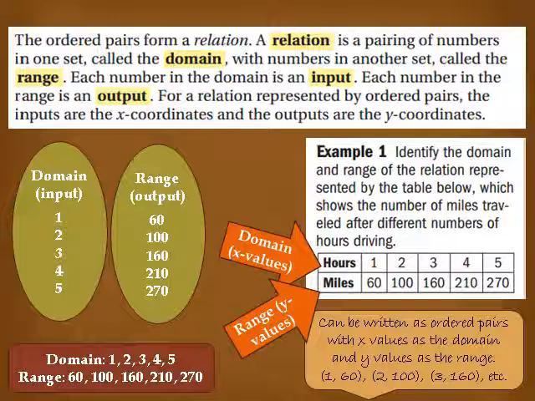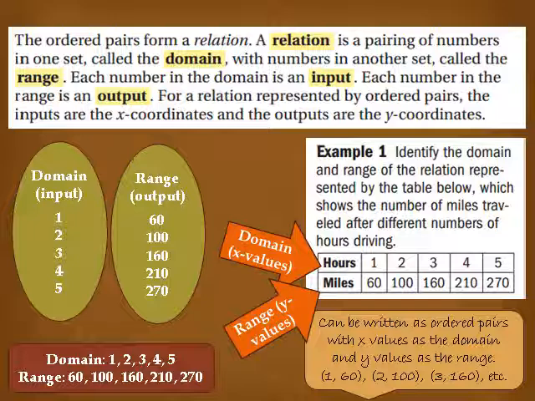And the outputs are the y coordinates. So right here's an example of mapping, and this is the domain or the input, and it's all of those values we would have for our input or our domain. The range is what we get as an output. This is dependent on what we put in as the input. So range depends on domain. So if we put 1 in, we get 60 out as our range. And these are all of our range values: 60, 100, 160, 210, and 270.